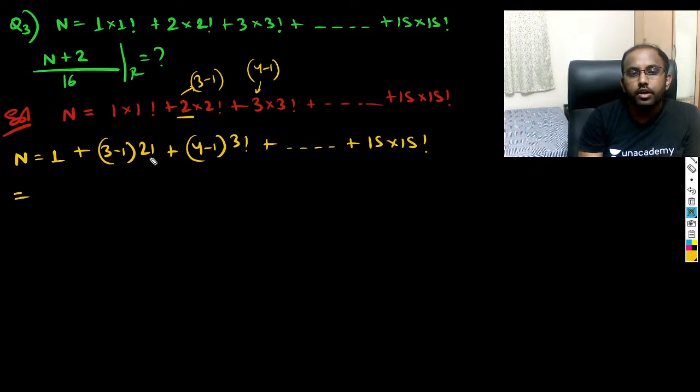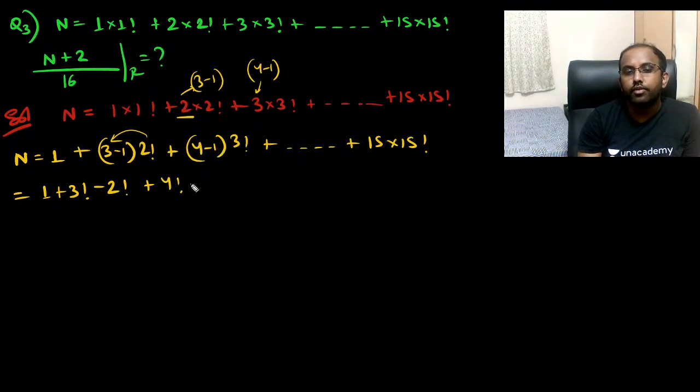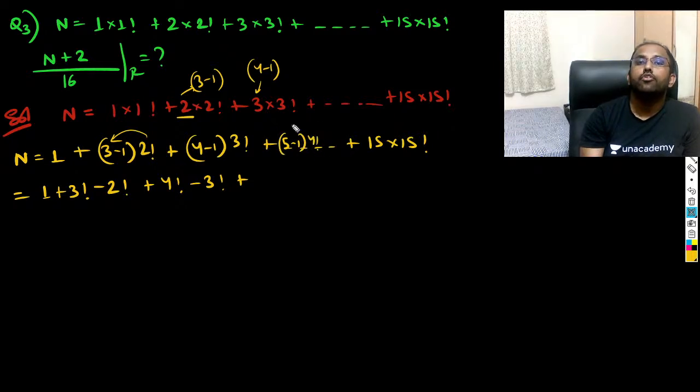Now what you can write here? 2 factorial into 3 becomes 3 factorial minus 2 factorial, plus 3 factorial into 4 is 4 factorial, and minus 1 into 3 factorial is minus 3 factorial. Plus this will go on, right? The next term should be, you can sense it, 5 minus 1 into 4 factorial. If you write one more term for clarity, 4 factorial into 5 will be 5 factorial, and then minus 1 into 4 factorial will be minus 4 factorial here.